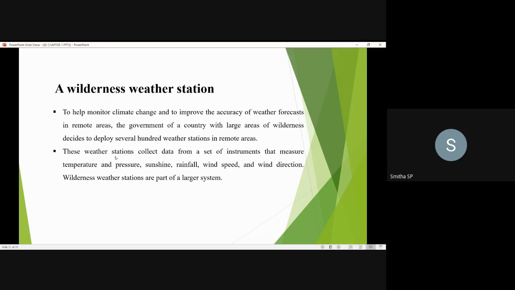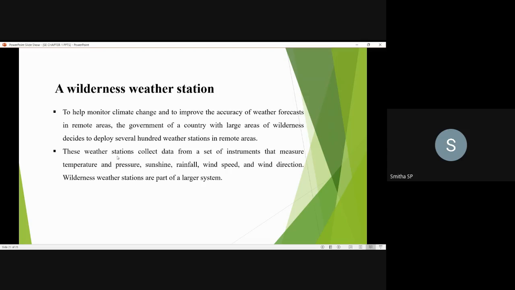So, a wilderness weather station is a weather station which is used to monitor climate changes and to improve the accuracy of weather forecasting. The government has deployed several weather stations in remote areas. So how do these weather stations work? What is the role of a weather station?